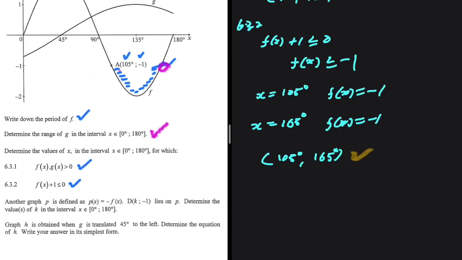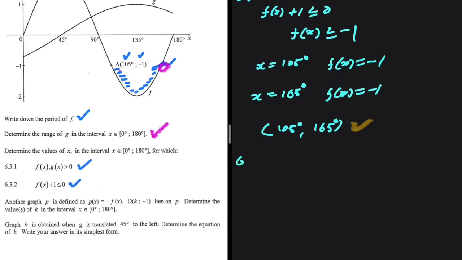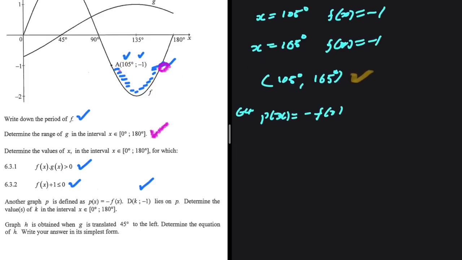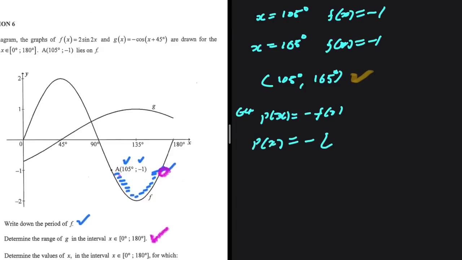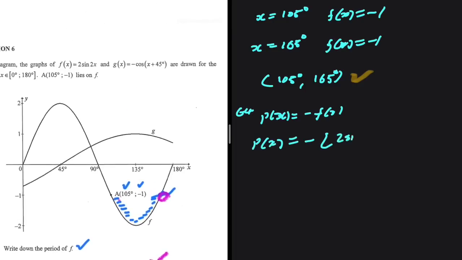Okay, that is 6.3.2. Let's do 6.4. 6.4, another graph P is defined as P of x is equal to minus f of x. D with coordinates k and minus 1 lies on P. Determine the values of k in the interval x is an element of 0 degrees to 180 degrees. So P of x is equal to minus f of x. What is f of x? F of x is 2 sine of 2x. So P of x is equal to minus 2 sine of 2x.